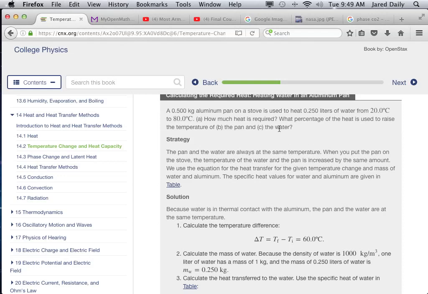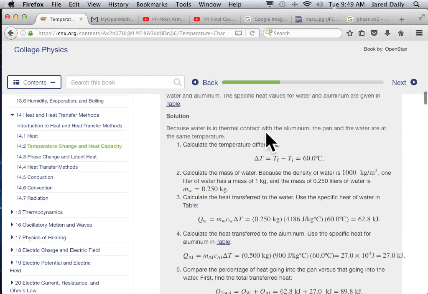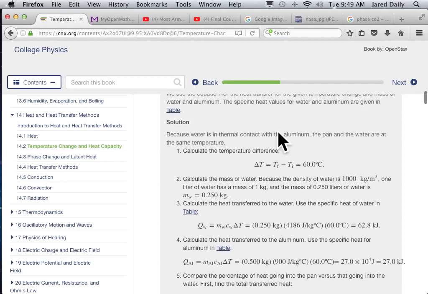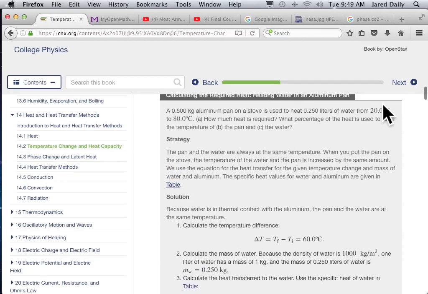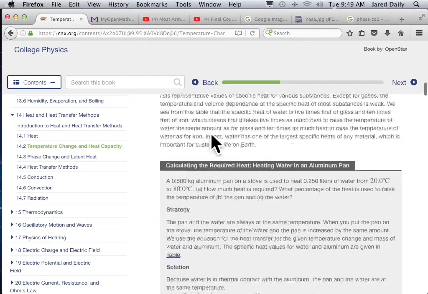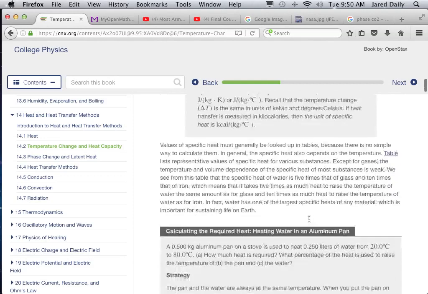Okay. Sorry for the interruption, but the temperature difference in this particular problem is 60 degrees. You go from 20 to 80, right? And that's part of this equation, Q equals mc delta T. We need to know delta T.